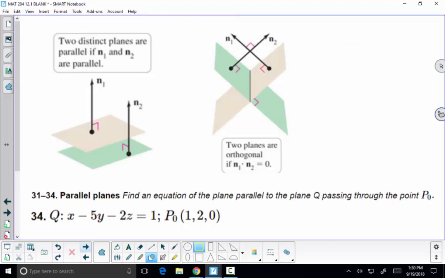Okay, so just some terminology. If we have 2 distinct planes, we now know how to find their normal vectors. Just a quick question, is there any way you could ever get all the variables to cancel out?